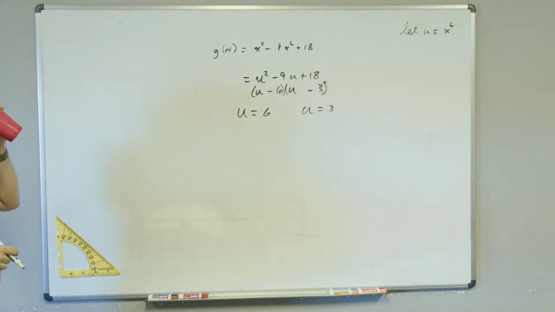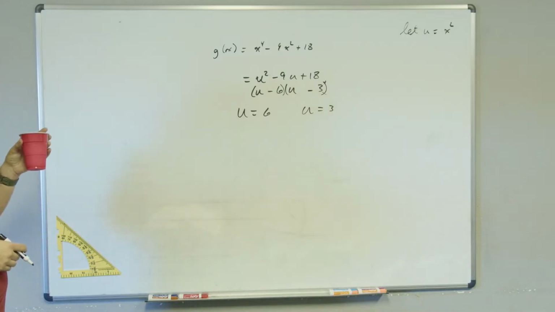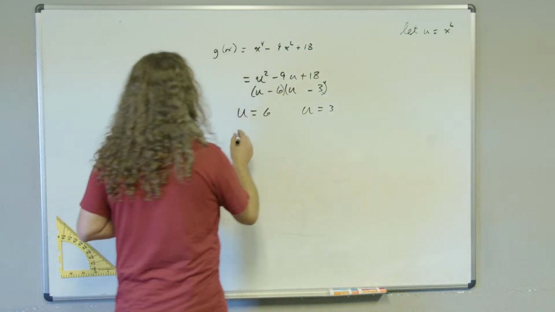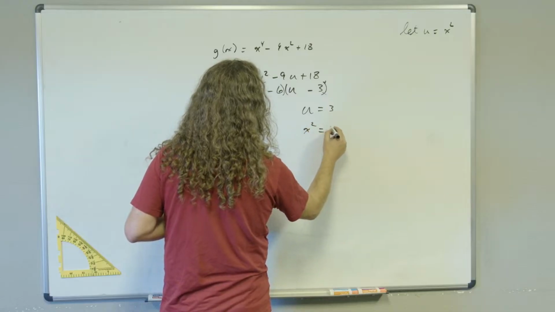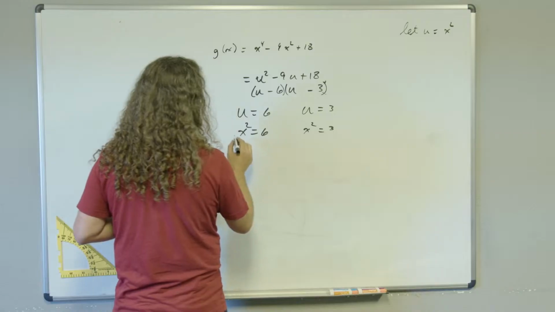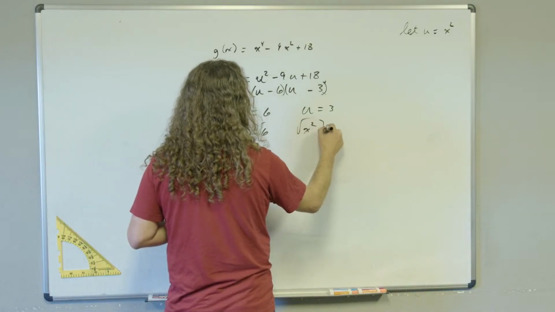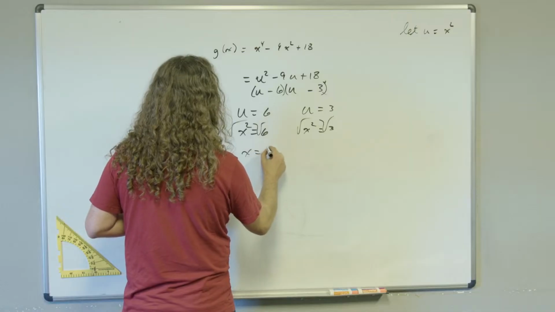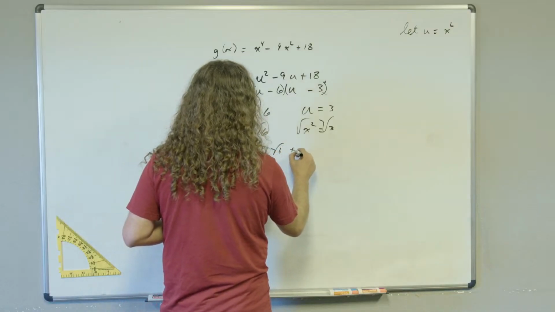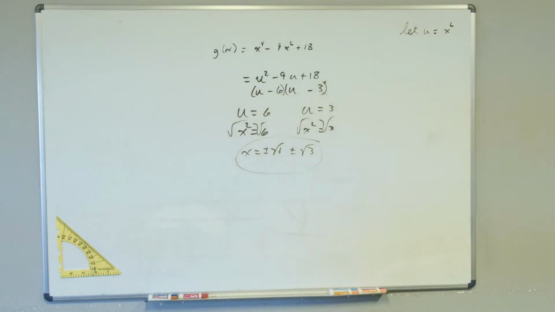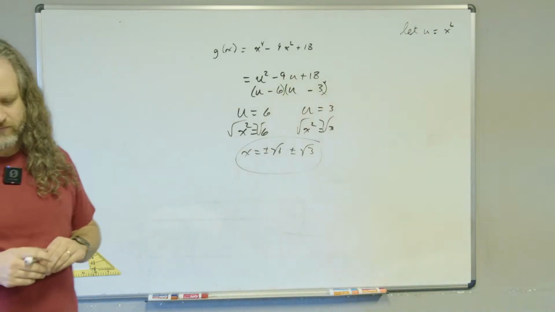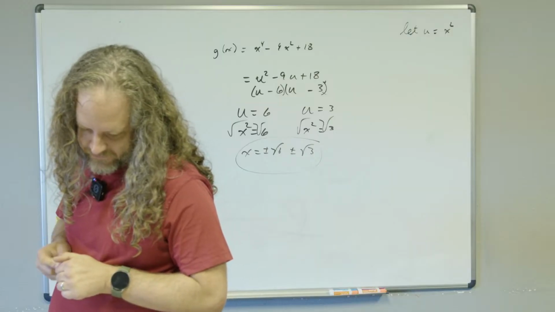x equals 36 and x equals 9? No. X squared. We can chunk it: x squared equals 6 and x squared equals 3. So when we take the square root, what do we get? Plus or minus the square root of 6 and plus or minus the square root of 3. That's kind of exciting. 4 zeros. It has 4 real zeros. Easy peasy, right? Indeed.